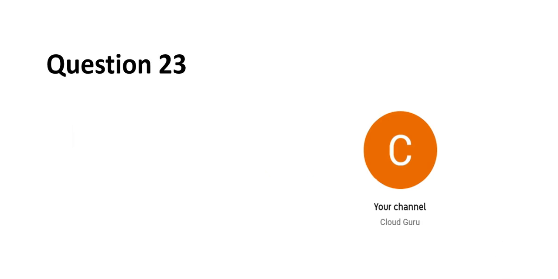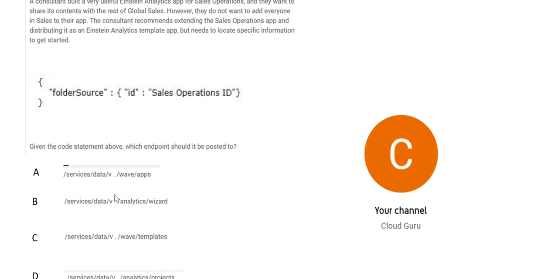Let's see question number 23. In this question, a consultant has built an app, and the intention is to distribute it as an Einstein Analytics template app, and we need to locate the specific information to get started. Basically the folder source is what is required. If you see, these are all the paths. This one would be a really simple one since we are looking for template apps.